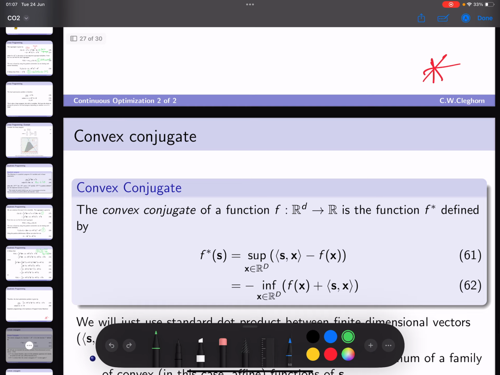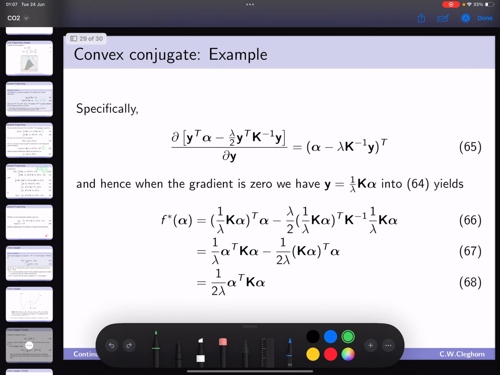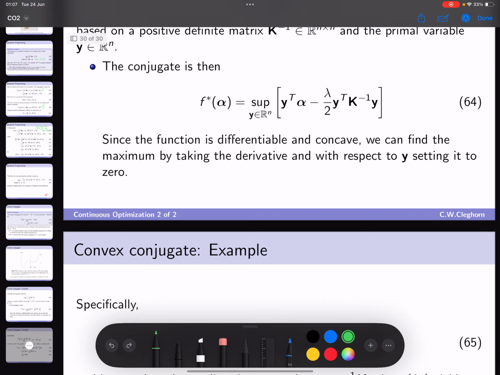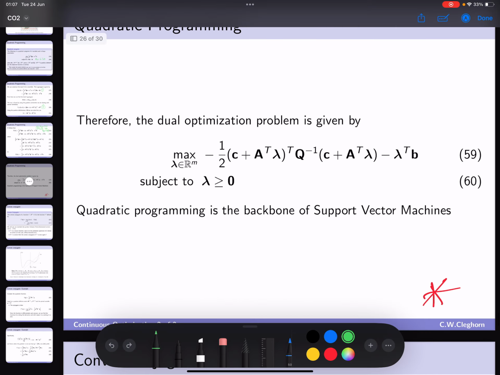That is it for the slides. We're not going to cover convex conjugacy and those sorts of things. They're kind of, I feel, thrown in at the end of these slides anyway. I'll leave them in for your own interest if you want to look at it. But this is the end of the course as far as I'm concerned.